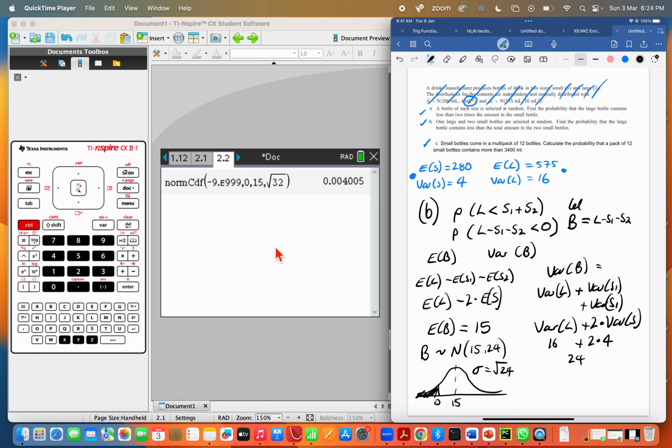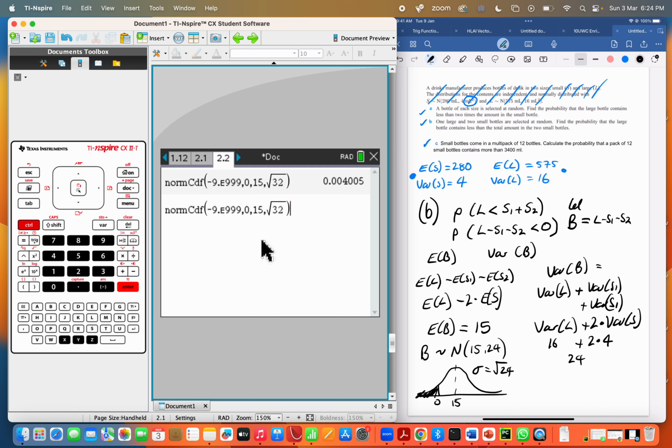We switch to our calculator again, and we can go up, up, grab it, and the only thing we need to change, of course, is that square root sign in the middle there, which is 24. So that speeds up the process. And here we've got the answer is equal to 0.0011. So that's part B done.